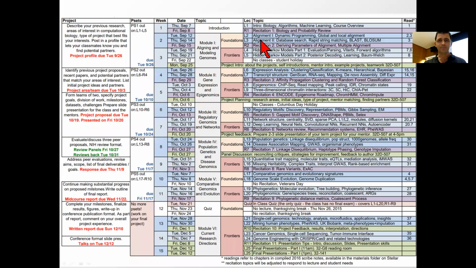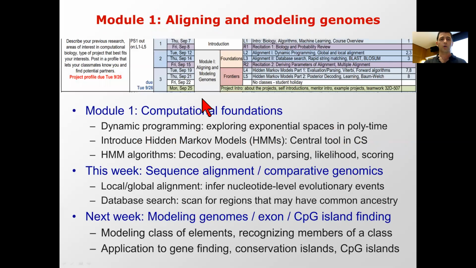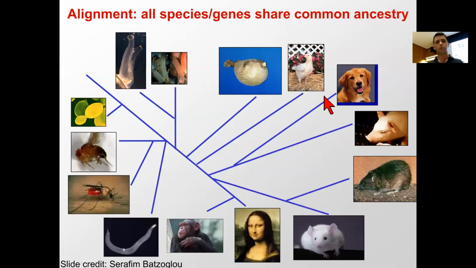So here we are, beginning of module 2, aligning and modeling genomes. In this module, we're going to learn about dynamic programming. We're also going to learn about hashing. On Thursday, we're going to learn about hashing, another foundational technique pervasive in computer science. And then we're going to learn a very important, commonly used machine learning technique known as hidden Markov models that actually build on the same principles of dynamic programming that we're going to learn about today.